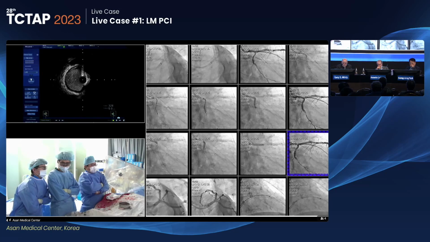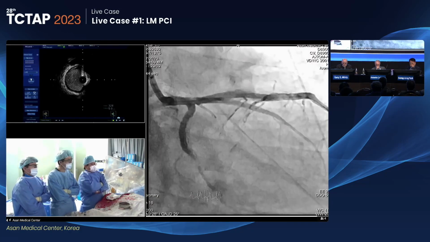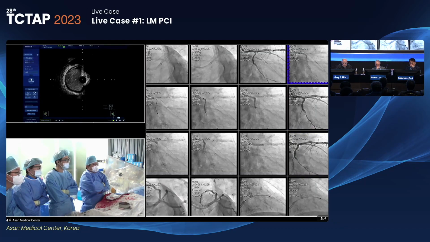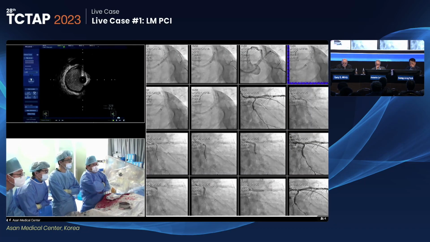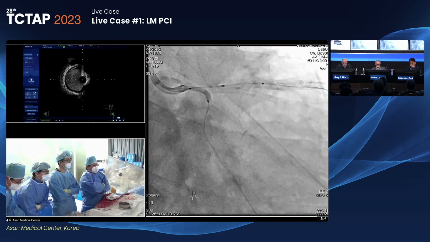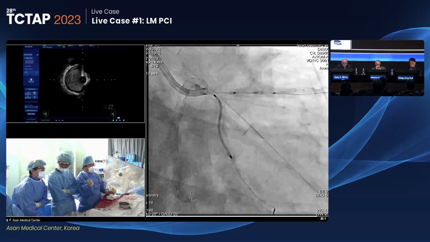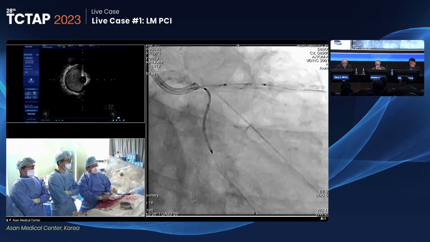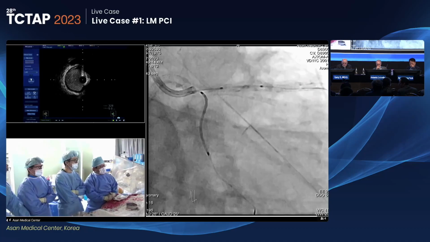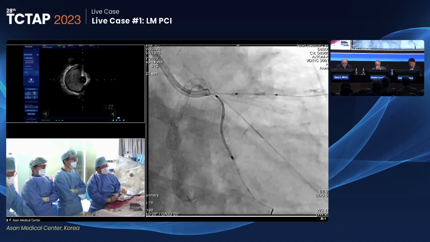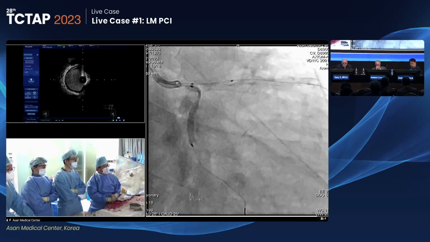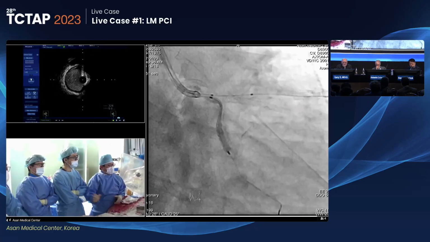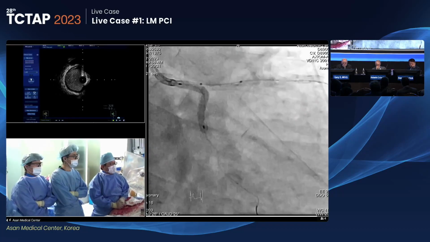Next. After high pressure, next. After using the anchor balloon in the LAD, I was successful in passing the device to the circumflex. Next. This is a 3.0 by 33 stent. Next. 3.0 by 33. Yeah. Next.